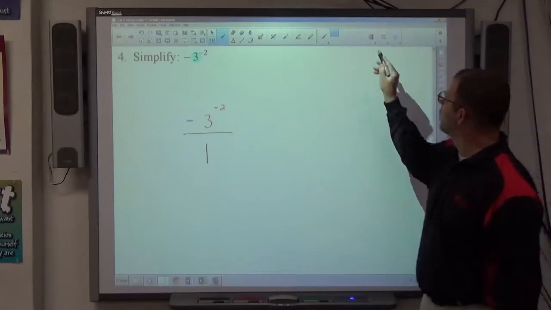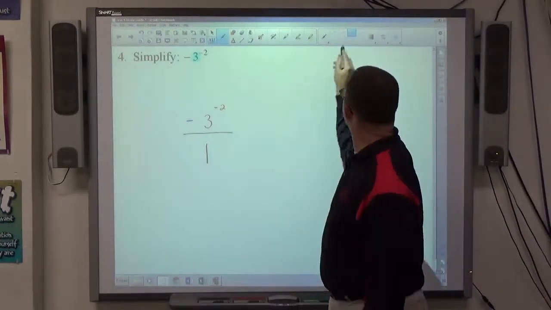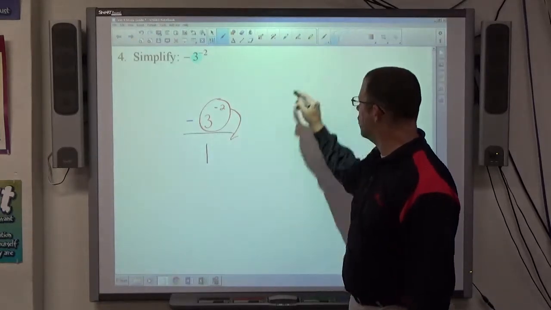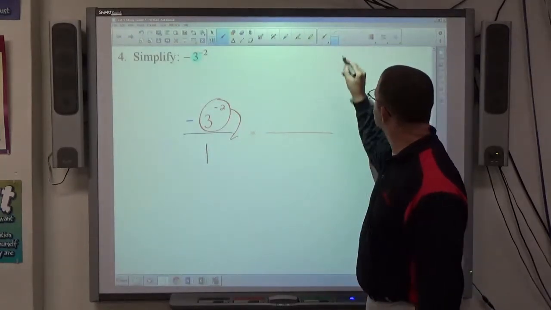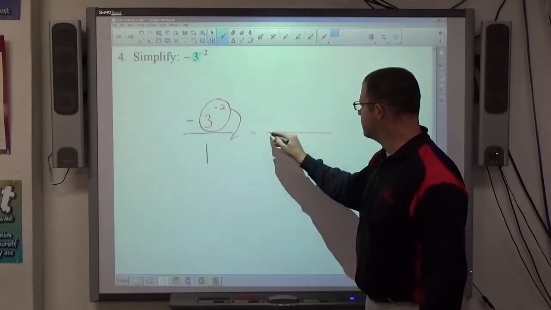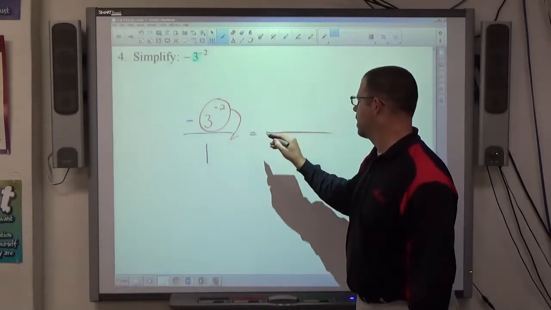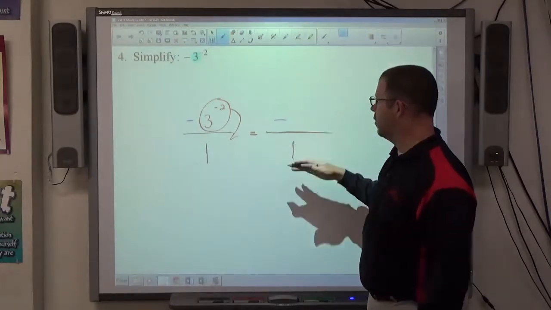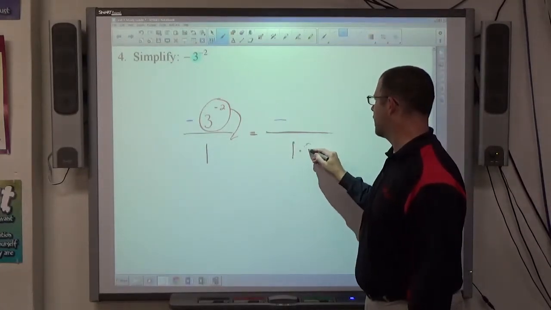So first thing we want to do with the negative power is move it where it belongs. So this with the negative power belongs in the denominator. So if I do that movement, 1's on the bottom, minus sign's still on top. The 3 squared's moving to the bottom, it's going to multiply by what's already there.